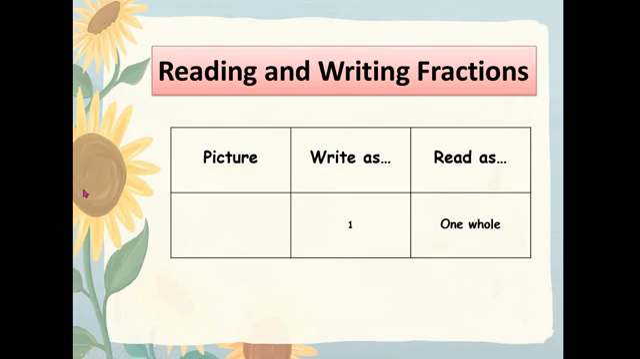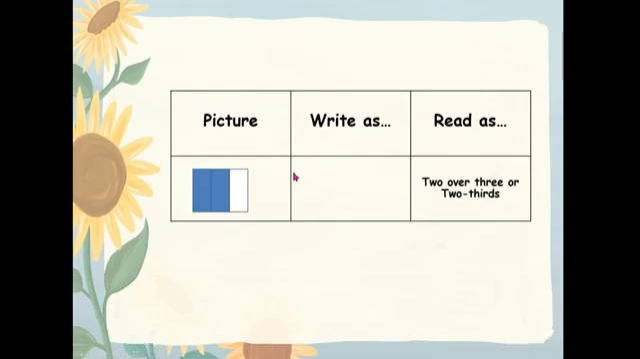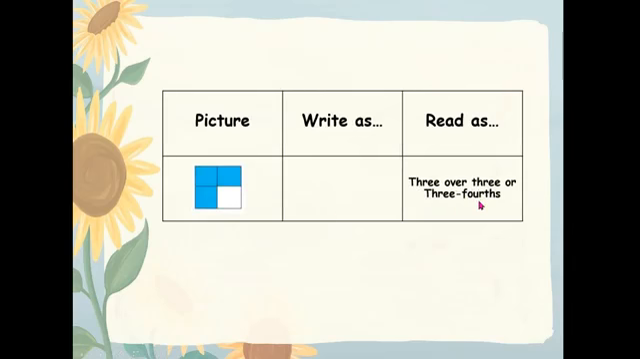Reading and writing fractions. Picture number 1. So this one circle is 1. We read it as 1 whole. The second picture is divided into 2, 1, 2, and this blue part is the fraction 1 over 2, or you can also say 1/2. This rectangle is divided into 3, 1, 2, 3, and 2 of them are blue. So it is 2 over 3 or 2/3.